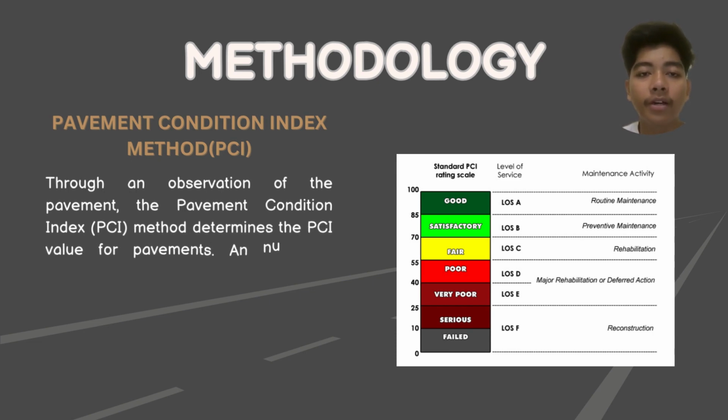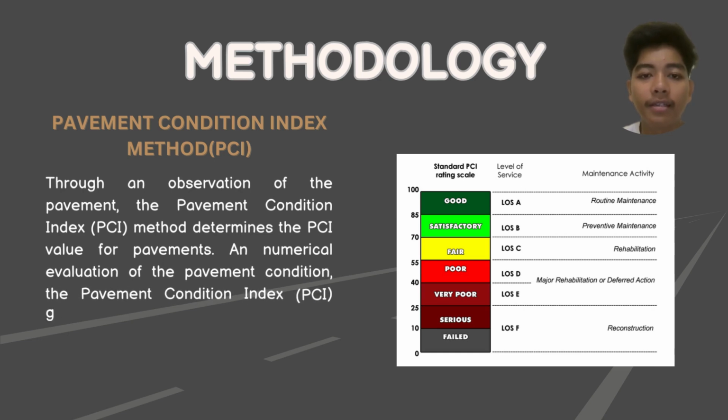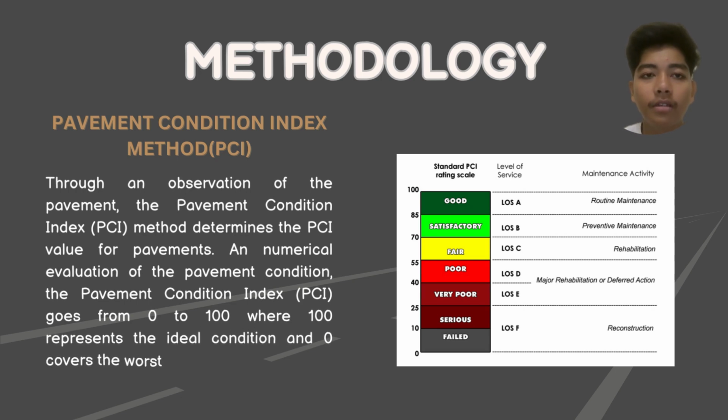So for the methodology part, we use the Pavement Condition Index method, which is PCI. Through an observation of the pavement condition, the PCI method determines the PCI value for pavements, a numerical evaluation of the pavement condition. The PCI goes from 0 to 100, where 100 represents the ideal condition and 0 the worst.